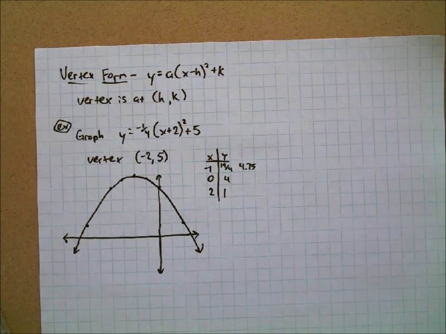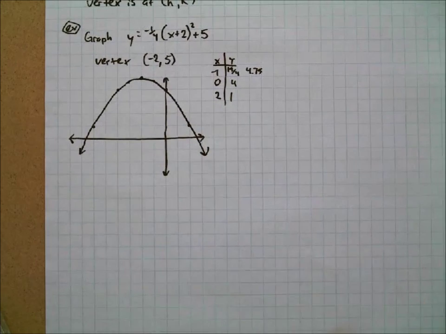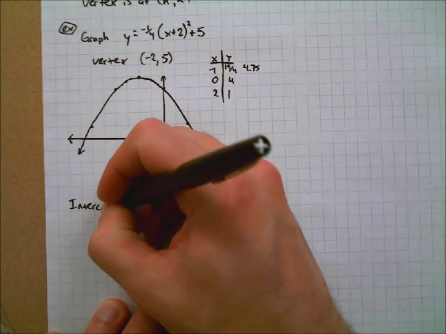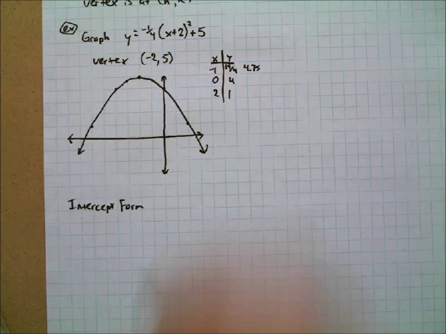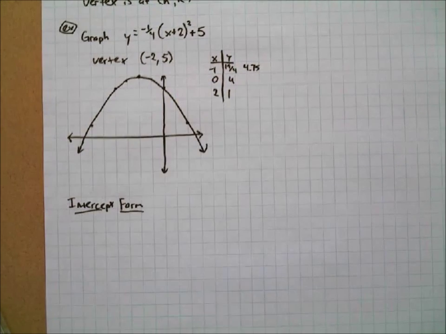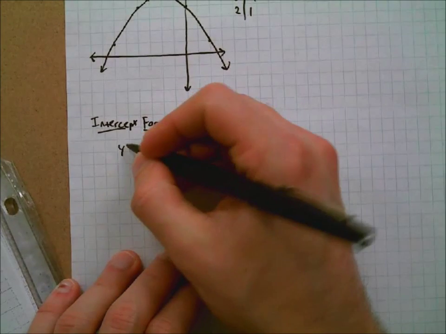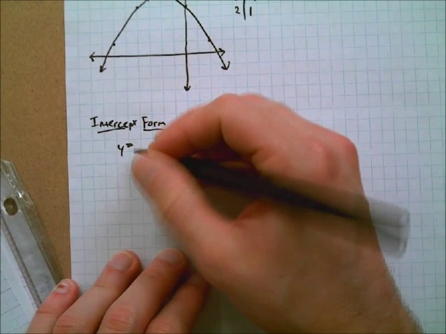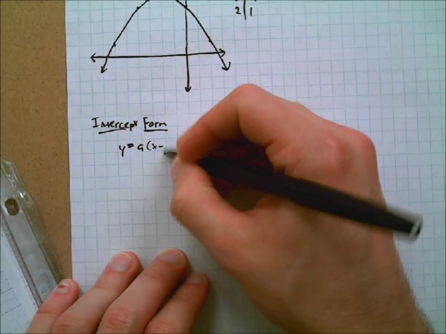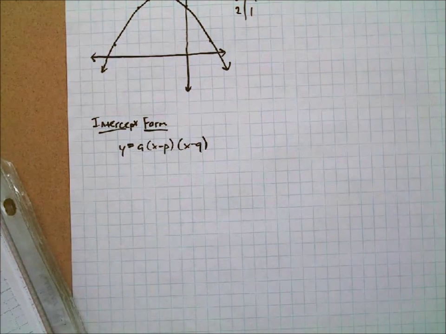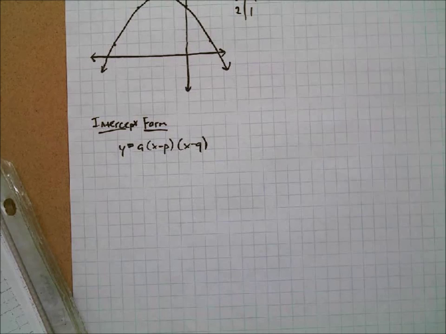All right, the last form that we sometimes see quadratics show up in is intercept form, and that is y equals a times x minus p and then x minus q. So it's essentially like the factored version of standard form. Again, the names for these don't matter too much. It's more just being able to recognize what you're given, the information.